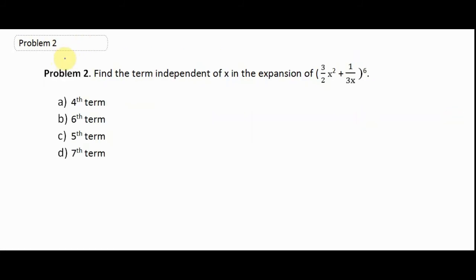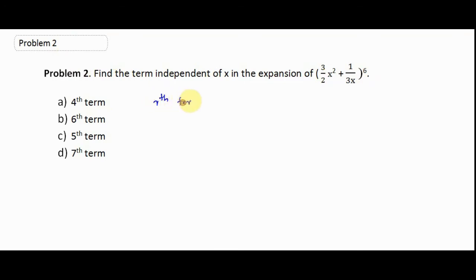Problem number 2. Find the term independent of x in the expansion of (3 by 2 x square plus 1 by 3x) whole raised to 6. Now to find the term independent of x, we must know the rth term in the expansion.